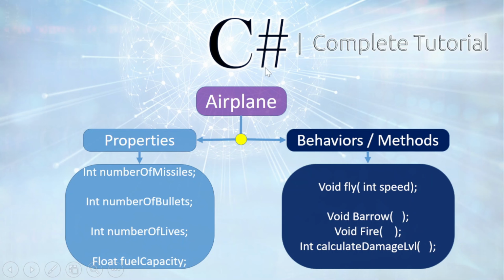So you would have an airplane, let's say an F-16, that would have one engine versus the F-35 that would have two engines. For the properties, as you see here, you have number of missiles, number of bullets, number of lives, fuel capacity. These are the properties or the variables. For the behaviors, you would have functions such as fly, barrel roll, meaning the plane turns around its own axis during flight, fire, whether rockets or bullets, and calculate damage, to return how much damage it has taken so far and how much it can still survive the fight.